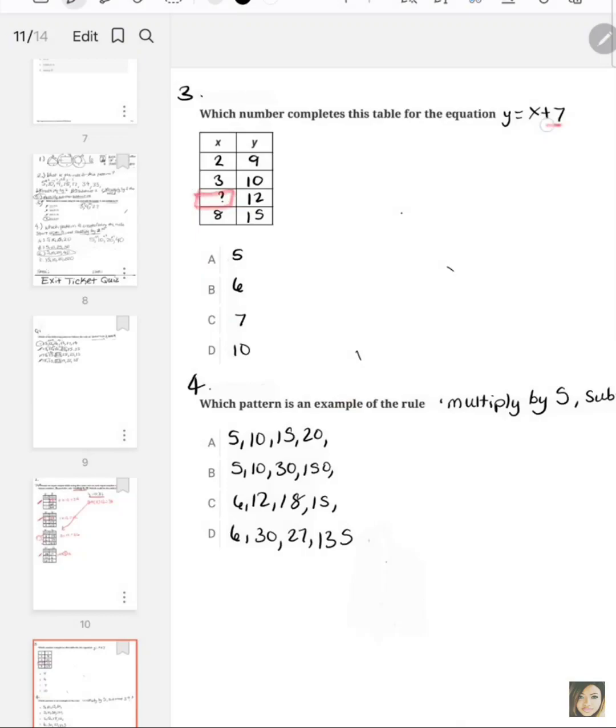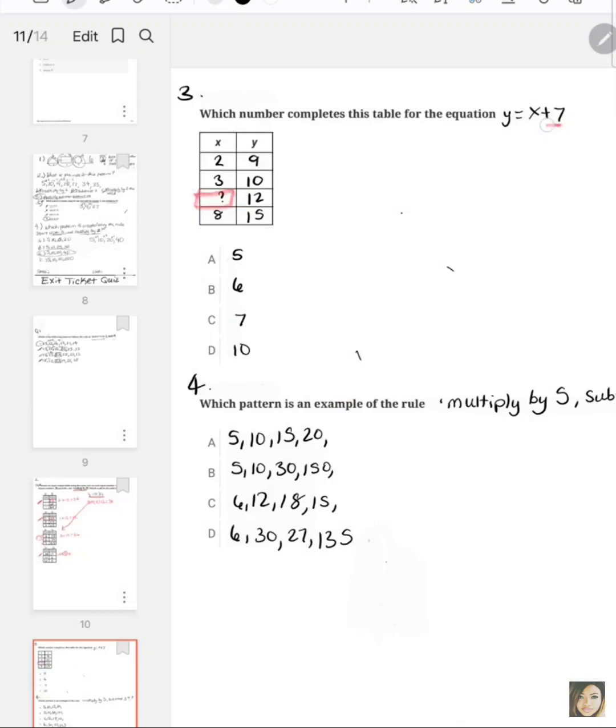I'm just explaining this. Which number completes this table for the equation y equals x plus 7? Now, your scholar will see this when they get in higher grade levels, like with algebra and stuff like that. But in this case, whatever's in the x column, you would just add 7, and that would equal y.